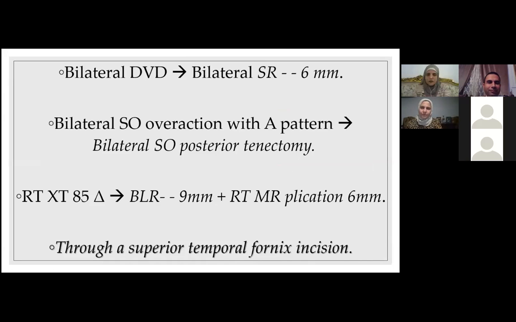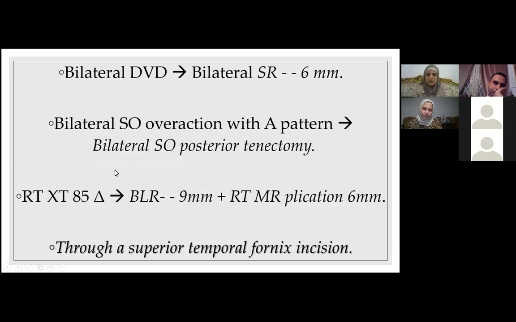So for the bilateral DVD, I've done bilateral superior rectus recession of 6 millimeters. And for the A pattern and the superior oblique overaction, I've done bilateral superior oblique posterior tenectomy. And for the XT, I've done bilateral lateral rectus recession of 9 millimeters with right medial rectus plication of 6 millimeters. So I reduced the numbers that are needed for this large angle, because I've already weakened the superior oblique muscles and it's one of the abductors.